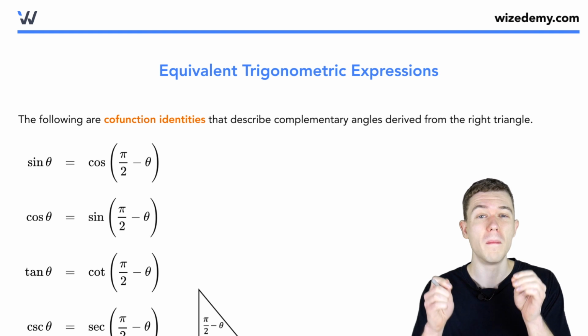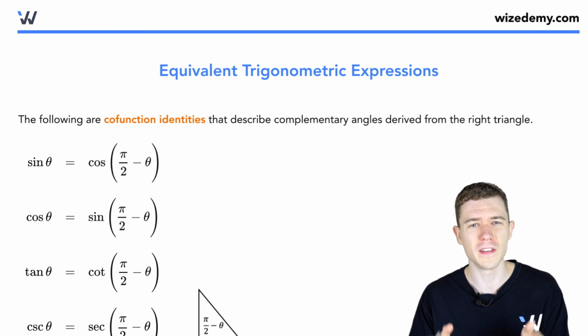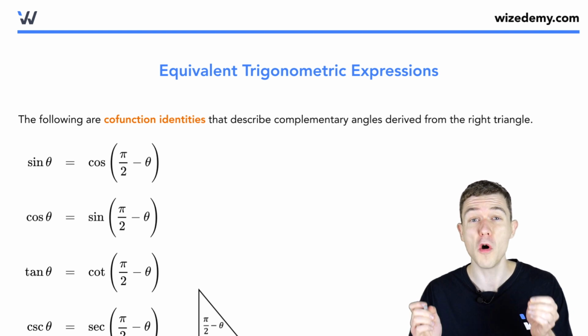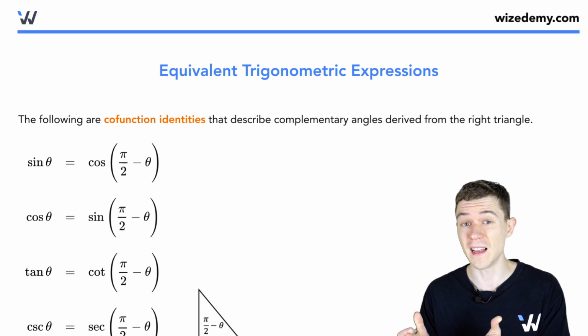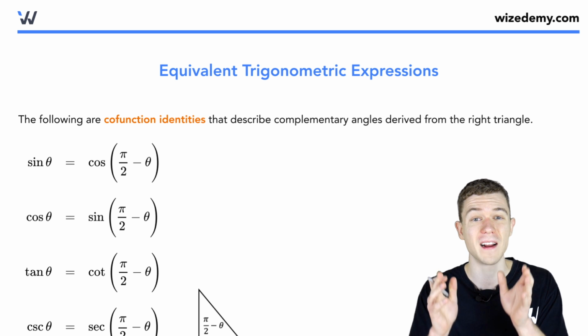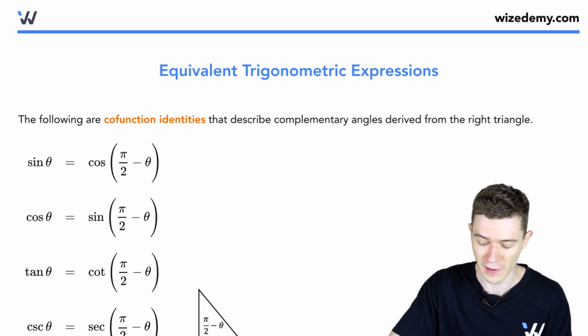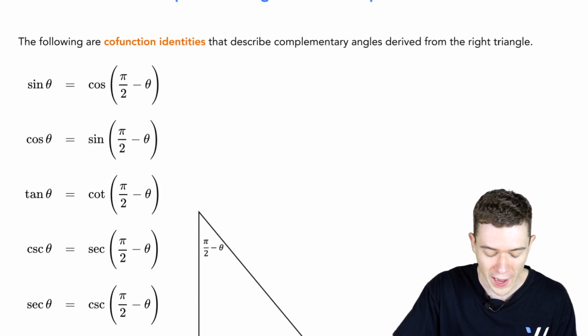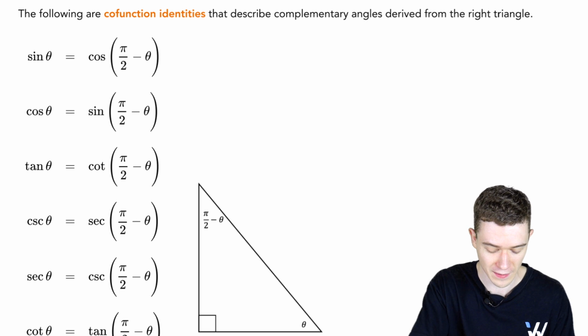We're going to talk about more equivalent trig expressions, specifically right now these cofunction identities. Sine and cosine are cofunctions because their angles are complementary. What do I mean by that? Well, we have these identities.